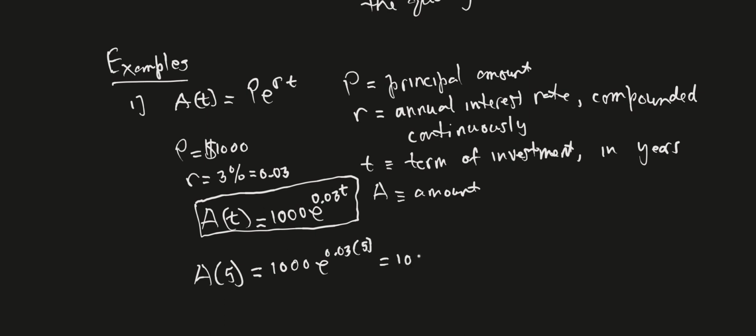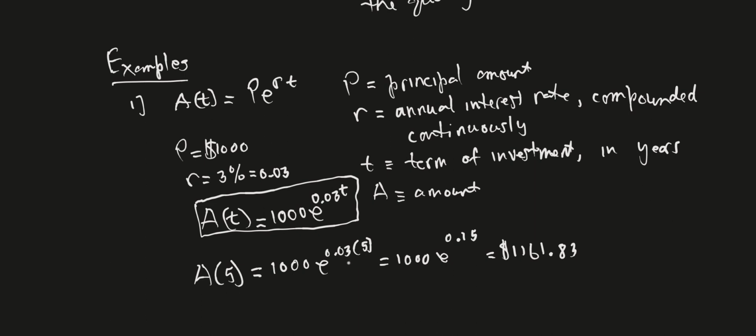So that's 1,000 times e to the 0.15. And then this, being an irrational number, let's go ahead and approximate it. And since this is a dollar amount, let's round it to 2 decimal places. So the amount present after 5 years, again, assuming we make no withdrawals and no additional deposits, it's going to be $1,161.83, right?